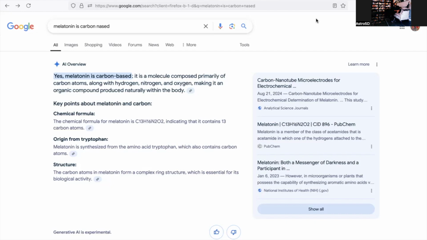Okay, so melatonin is carbon based and carbon is naturally produced in the body. Taken aback, graphene is a single layer of carbon atoms arranged in a hexagonal lattice. Okay. Carbon-based living organisms emit infrared radiation known as heat. I'm not reading that, I'm just saying. All right, moving along.